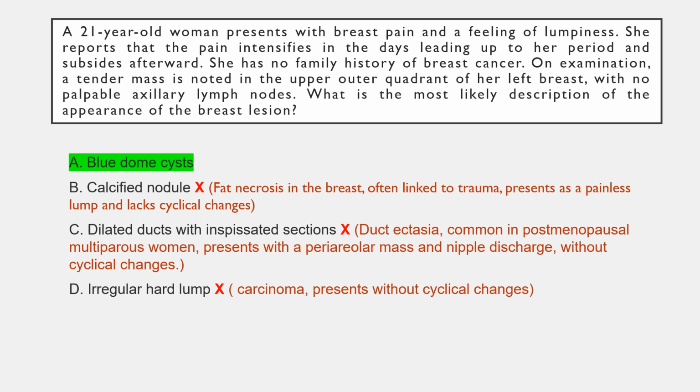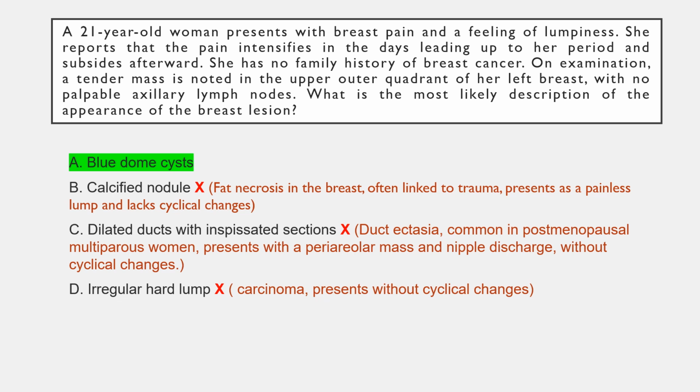Let's have a look at why the other options are incorrect. Option B is incorrect, as a calcified nodule is a feature of fat necrosis of the breast and does not show the cyclical changes described in this question. Fat necrosis of the breast is often associated with trauma and presents as a painless lump with abnormal calcification on mammography.